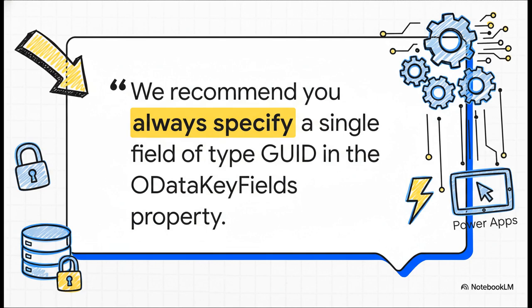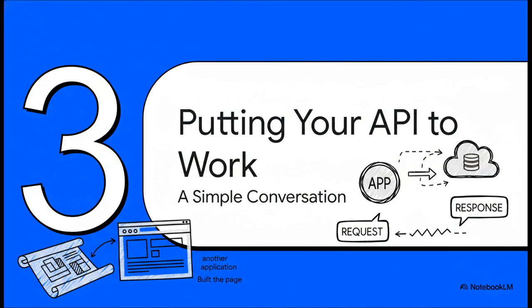Okay, if you're going to remember one thing from this whole explainer, let it be this. This is the single most important best practice from Microsoft. You have to tell your API which field uniquely identifies each record. And their advice is crystal clear. Always use the built-in System ID field. Why? Because that specific key, a GUID, is what makes sure your API plays nicely with the entire Power Platform. Power Automate, Power Apps, all of it. Getting this one thing right is the difference between a connection that just works and hours of frustrating debugging. Trust me on this.